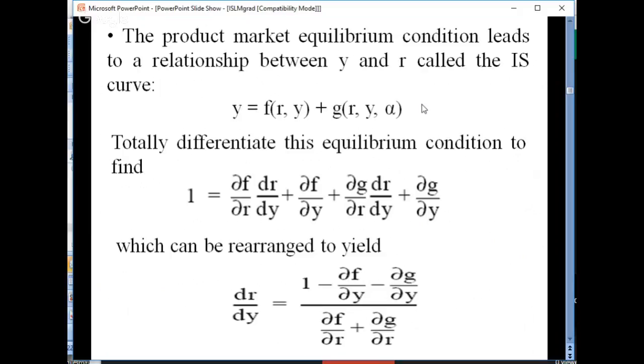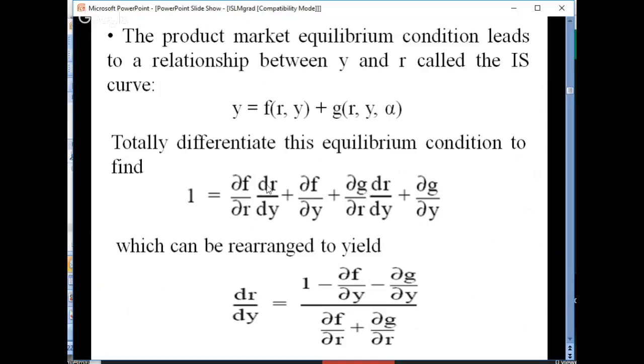Well, I'm going to totally differentiate this function. First with respect to y, I have the change in f with respect to r times dr dy, in other words, how y affects r. Over here, I have the change in f over y, how y affects f directly, and the same thing with income. Now notice that I didn't include alpha here. But I have dr dy here, and dr dy here, because y affects both investment and consumption not only directly, but through interest rates.